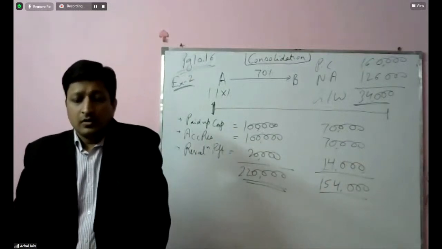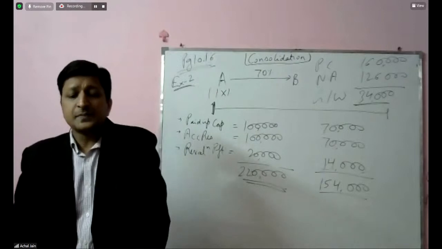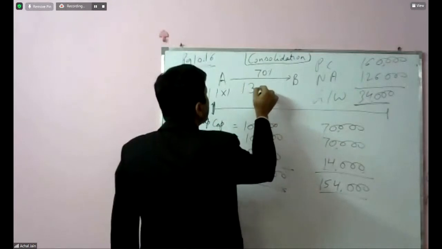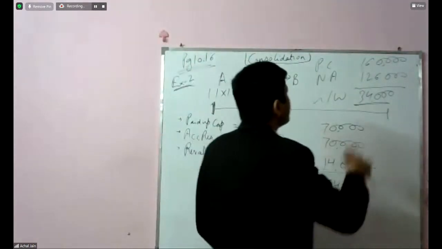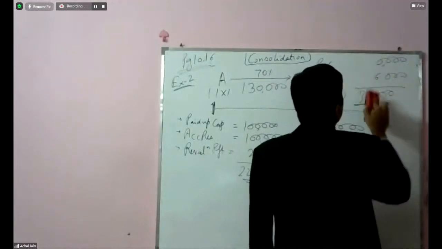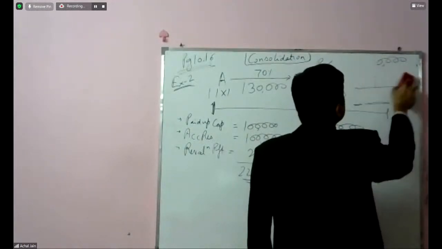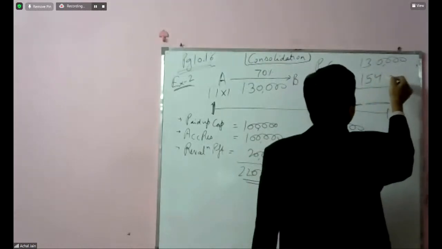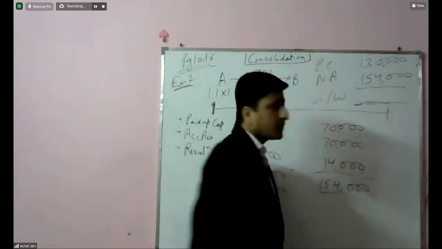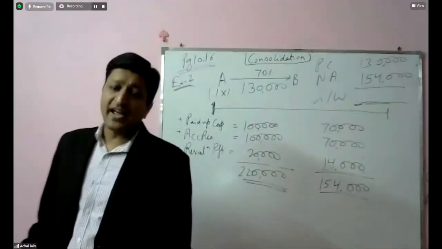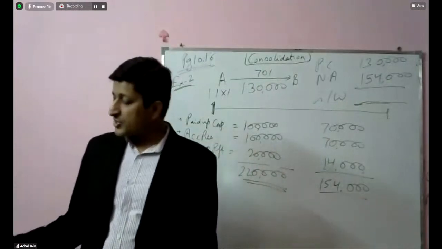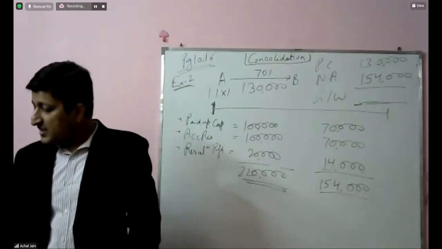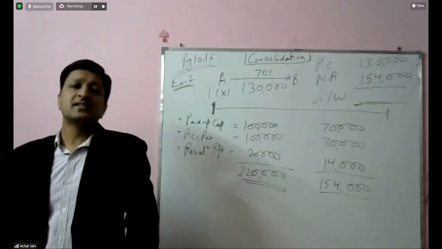Now, A Limited has paid 1,30,000 instead of 160. So let's see, do we get any goodwill or capital reserve? 1,30,000 and 1,50,000. So now, if you look at this scenario, we have purchase consideration lower than the net assets acquired.